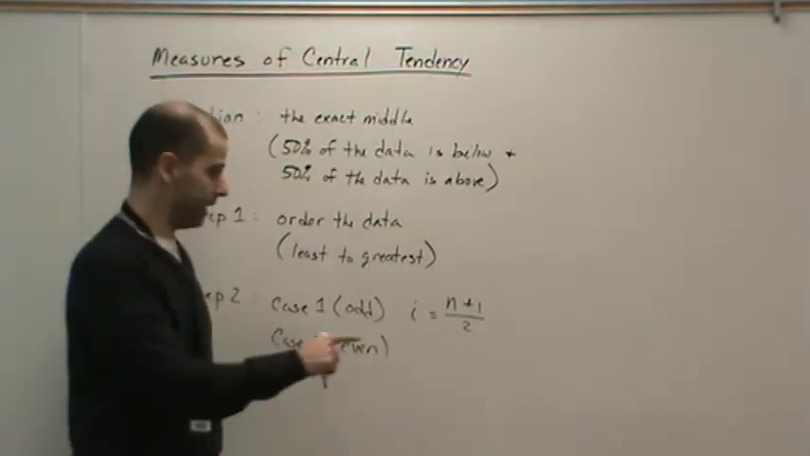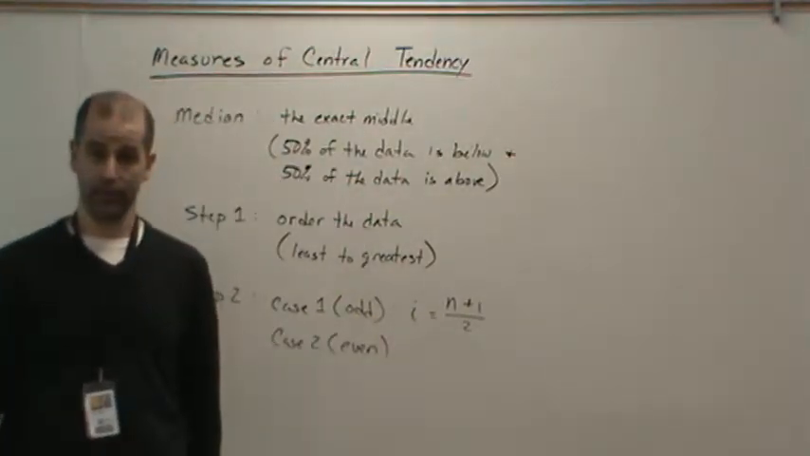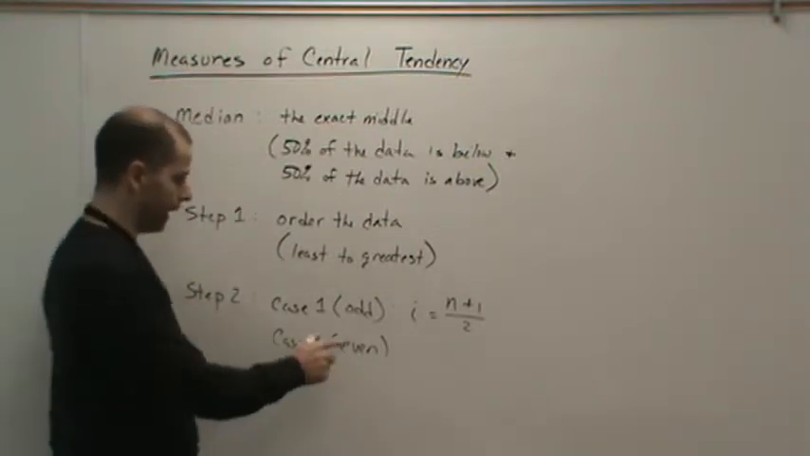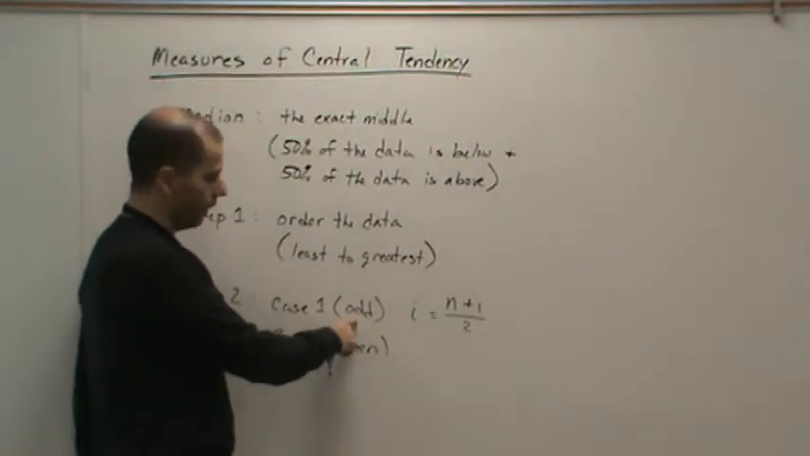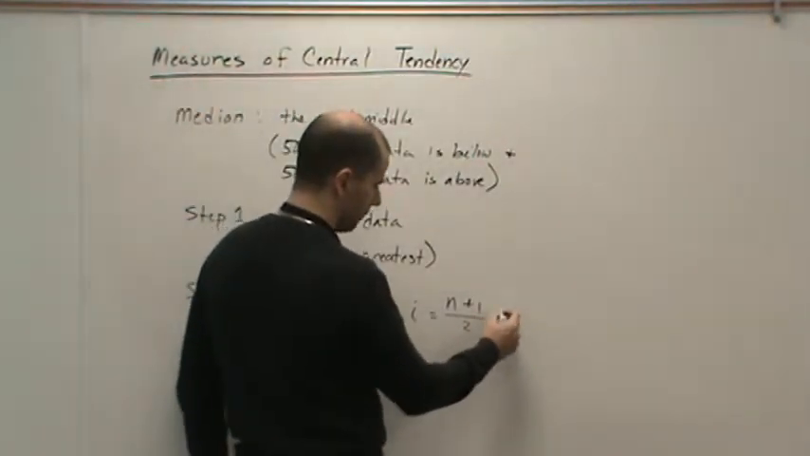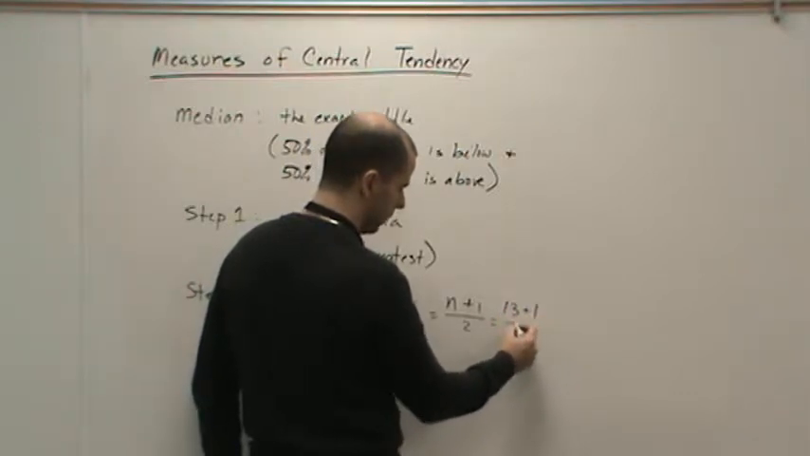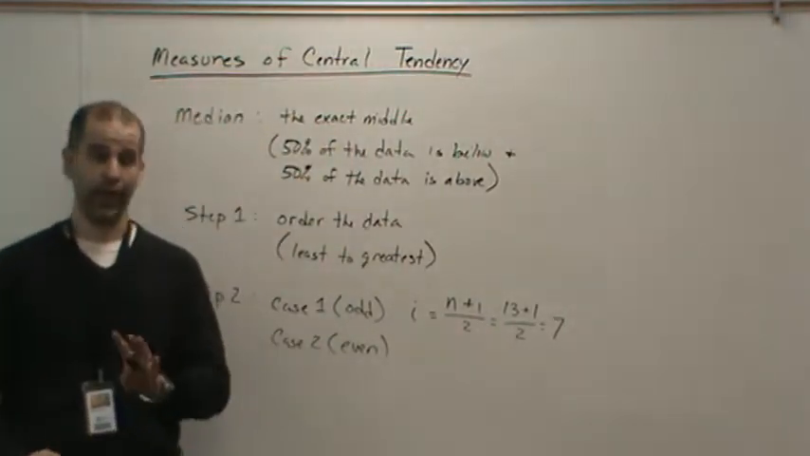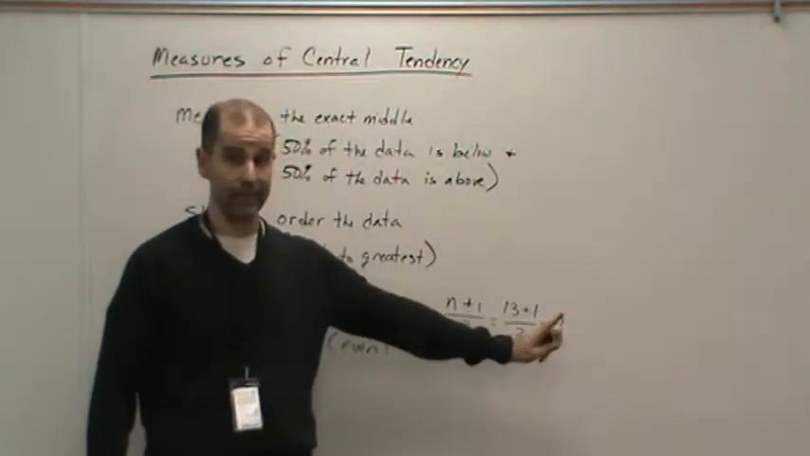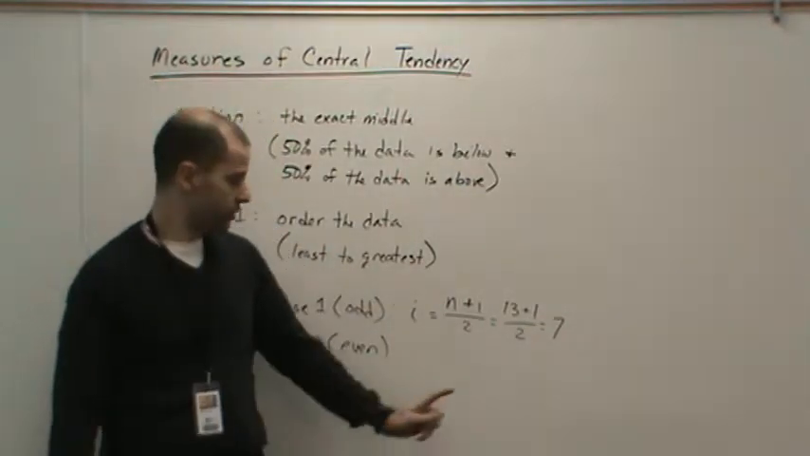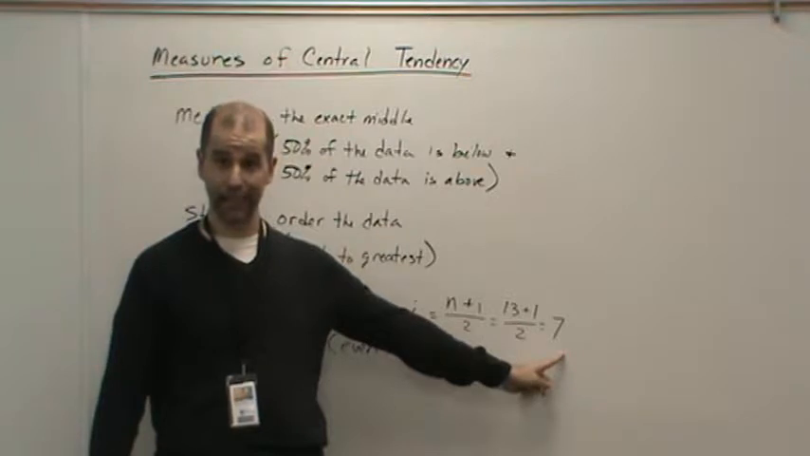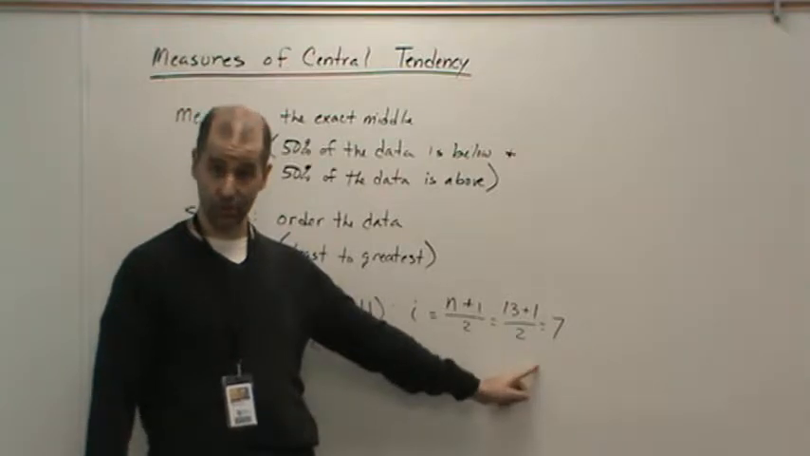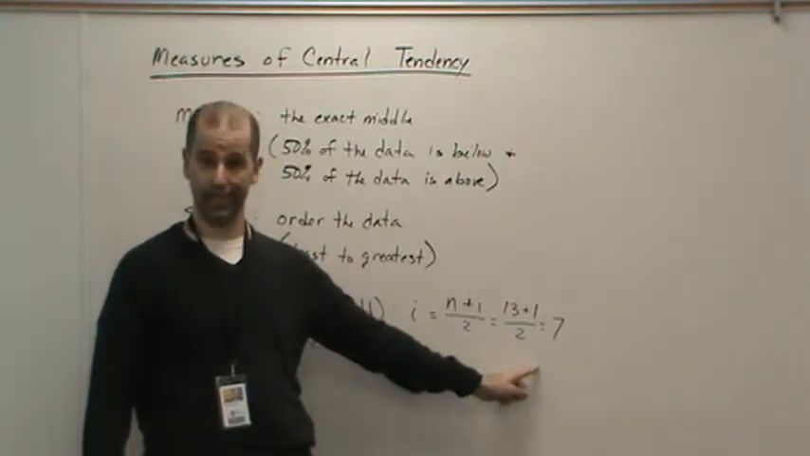So n, remember what n represents. n is the sample size. Okay? So if my sample size is 13, then I'm going to use this formula because it's odd. So in that case, if I put in 13 plus 1 divided by 2, then I'm going to get 7. Now, just for clarification, this is not telling me that 7 is the median. This is just telling me how many spots I need to count from either end of my data set to get to the median. Okay, I'm going to show you that in an example in a moment.